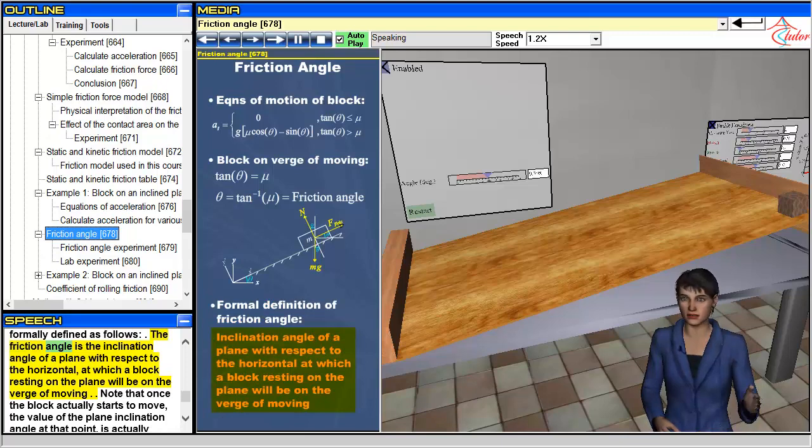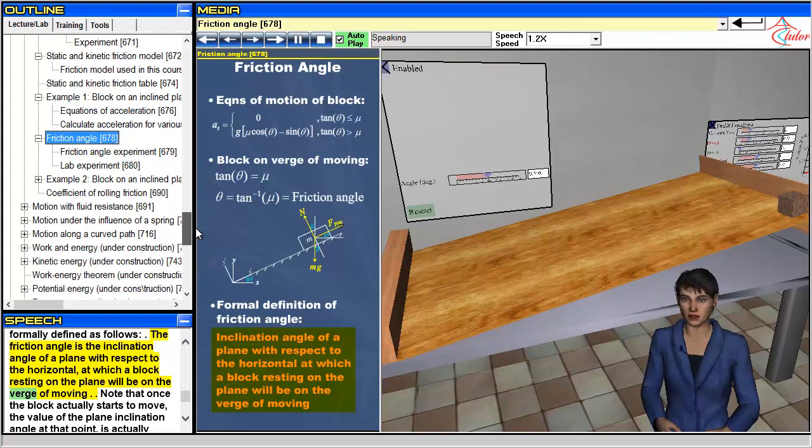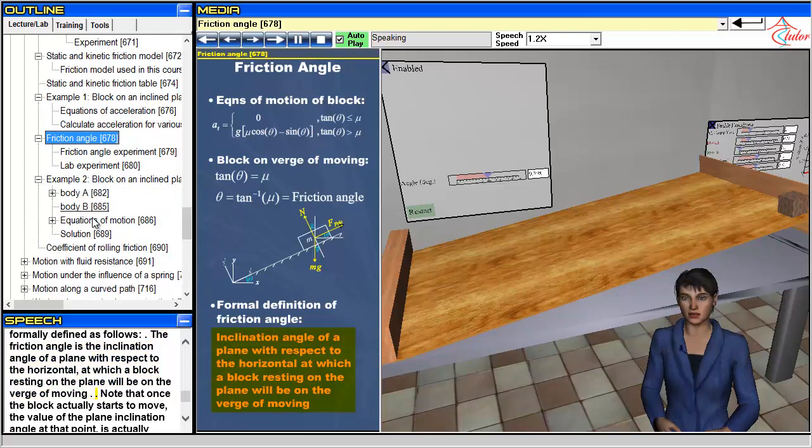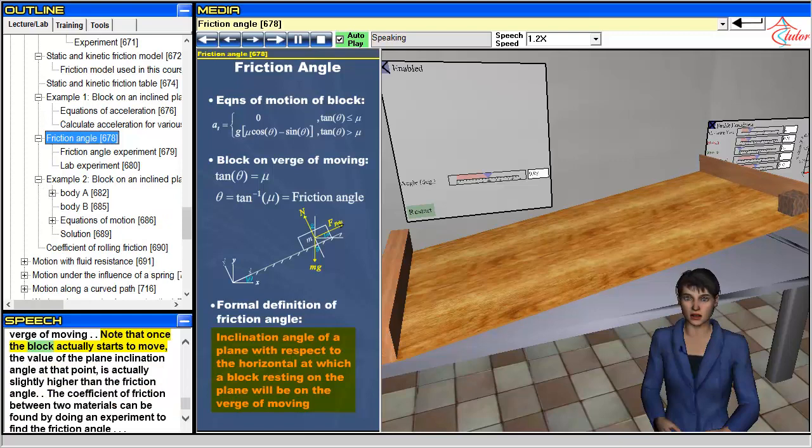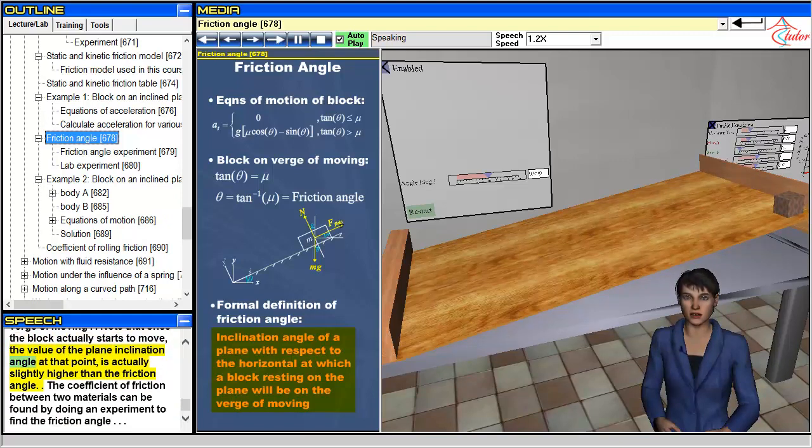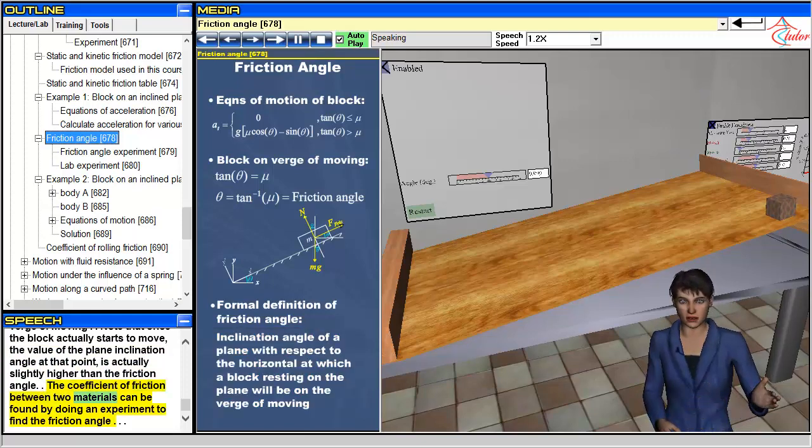The friction angle is the inclination angle of a plane with respect to the horizontal, at which a block resting on the plane will be on the verge of moving. Note that once the block actually starts to move, the value of the plane inclination angle at that point is actually slightly higher than the friction angle. The coefficient of friction between two materials can be found by doing an experiment to find the friction angle.